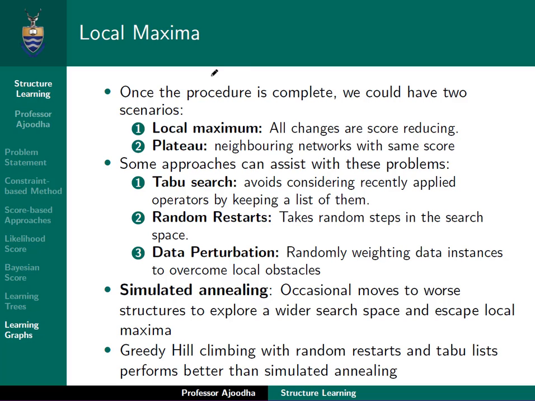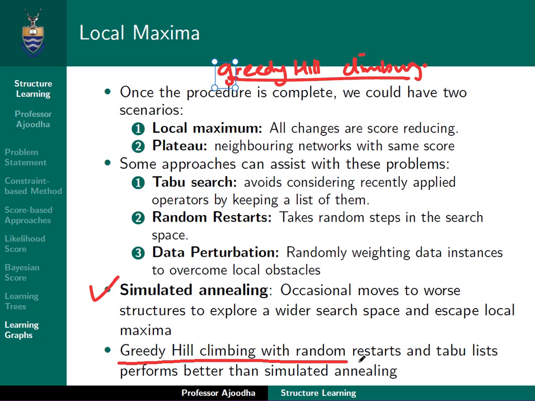Okay, great. So I spoke a lot about greedy hill climbing, but there are other methods as well. I'm going to speak about one of these methods. And why only one? Because greedy hill climbing still does better. With random restarts and taboo lists, it performs better than most other methods. And this method is called simulated annealing.